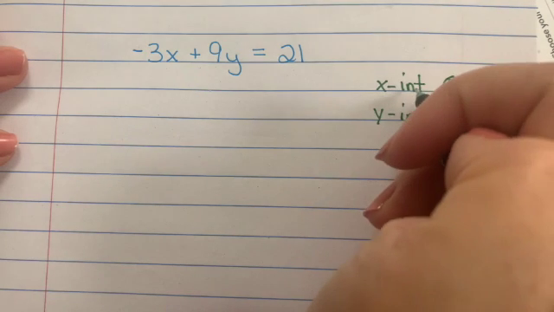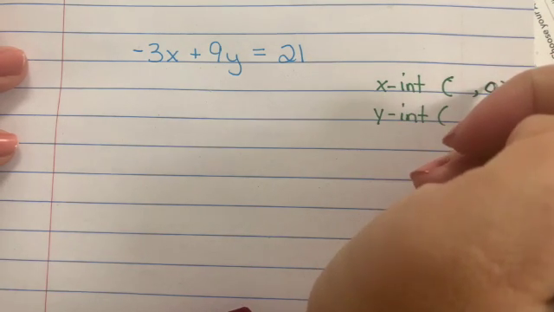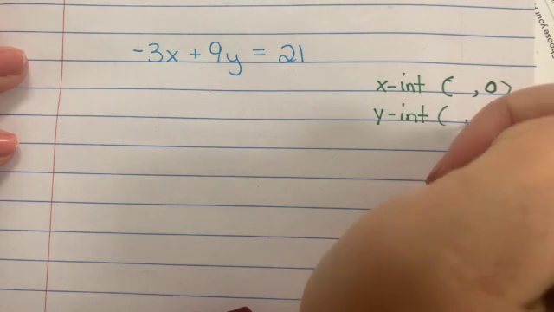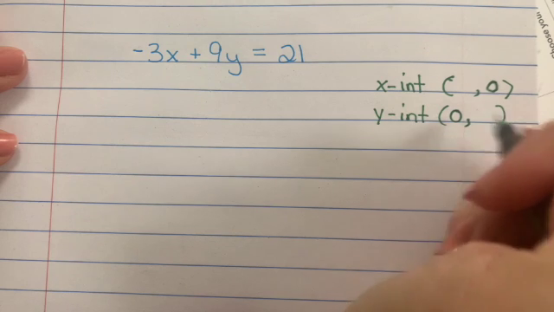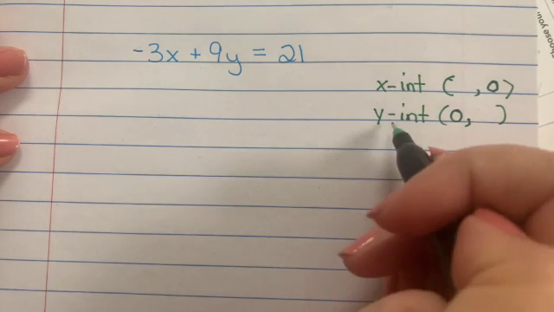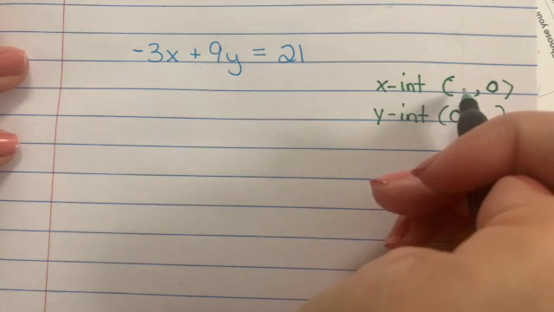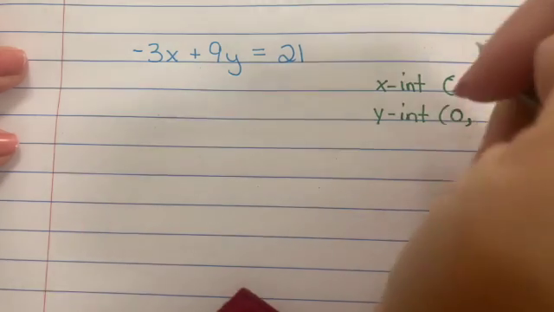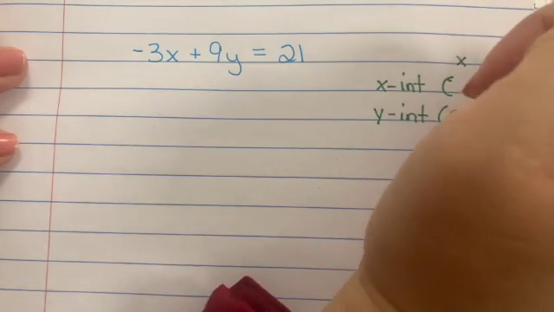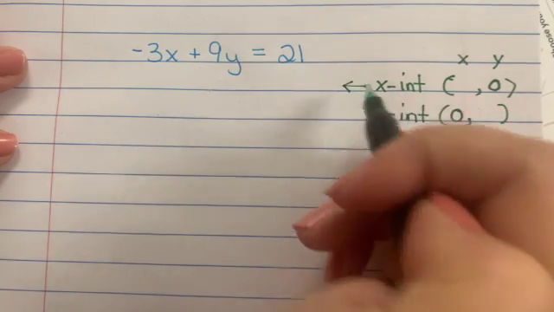Now, remember, with the x-intercept, you want a number for x, and y will be 0. For the y-intercept, you want a number for y, and the x will be 0. I always remember it because for the y-intercept, you want the number to be for y, and for the x-intercept, you need the number to be for x. So now, remember our ordered pairs, this is your x and this is your y value. So we're going to do this one first.